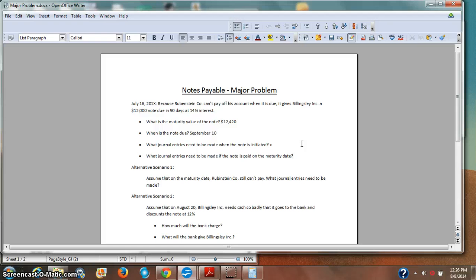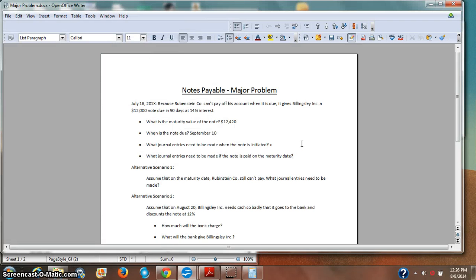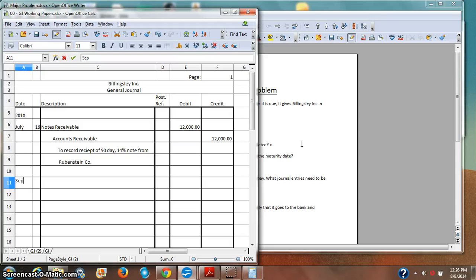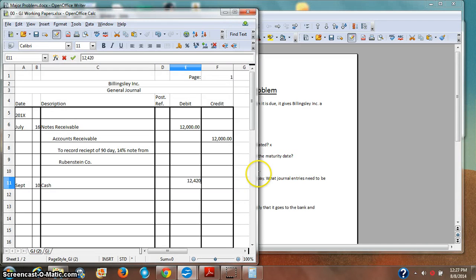And now, what journal entries need to be made if the note is paid on the maturity date? Say September 10 rolls around and Rubenstein Company pays us. Here's what we need to do. So, let me see here. It's September 10. A lot of days have gone by, and now we've gotten cash. That's nice. And how much cash did we get? Well, he paid us the principal plus the interest, which is the maturity value. This is how much cash Rubenstein Company is going to give to Billingsley Company.